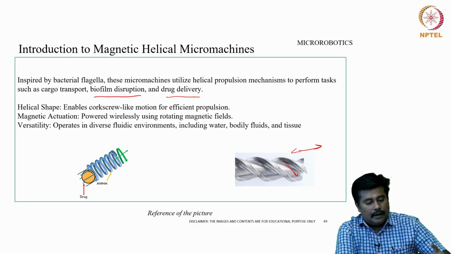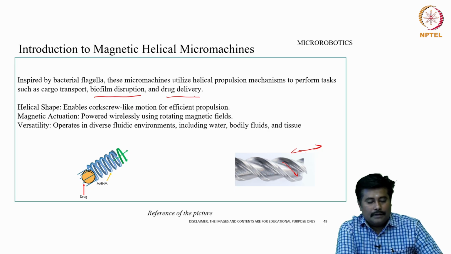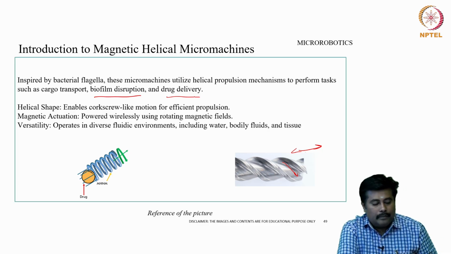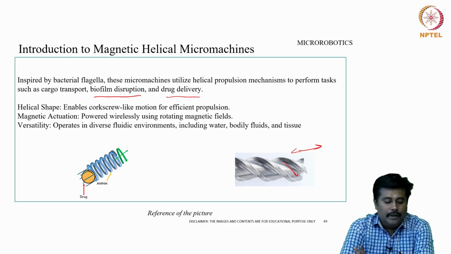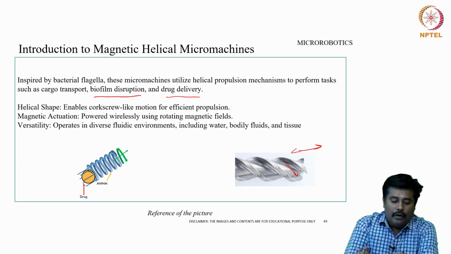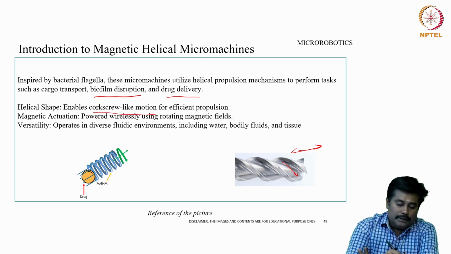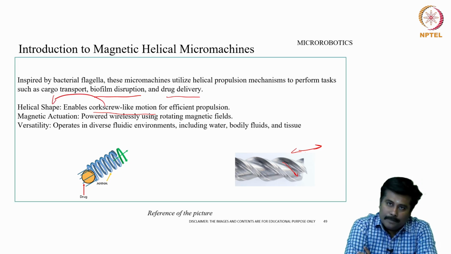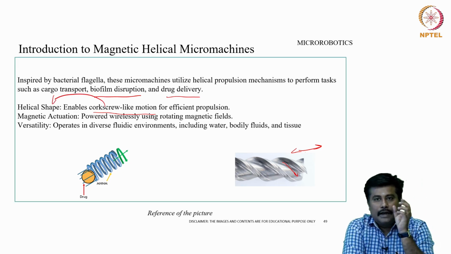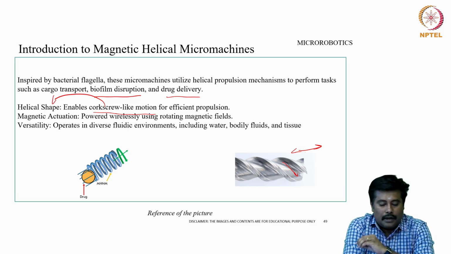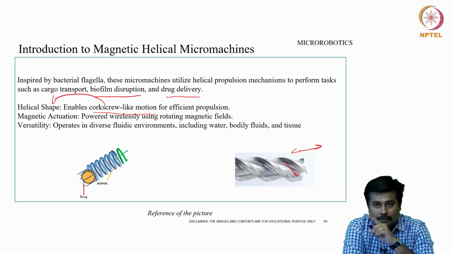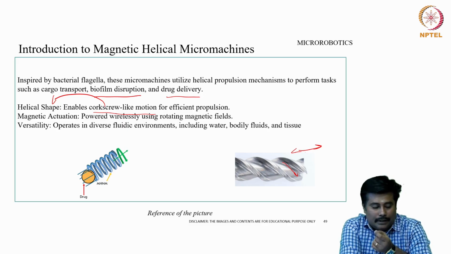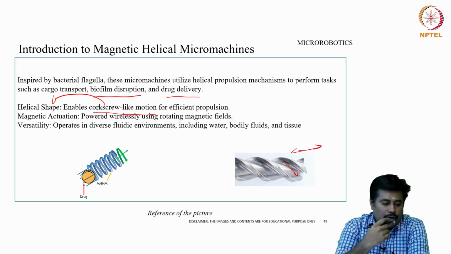As far as the mode point of view, it has a helical shape. It enables a corkscrew-like motion for efficient propulsion. So, basically this corkscrew motion is the overall principle for this helical shape. Then there is magnetic actuation. These are powered wirelessly using a rotating magnetic field. As and when we actuate the magnetic field, appropriately there is going to be a rotation.